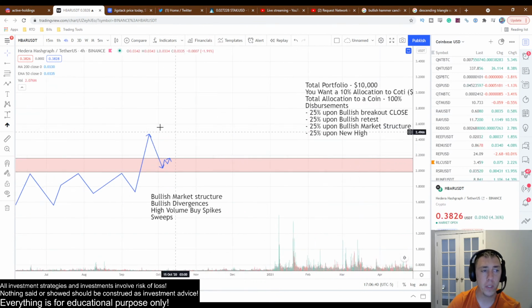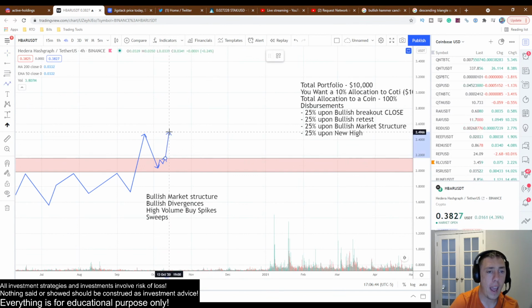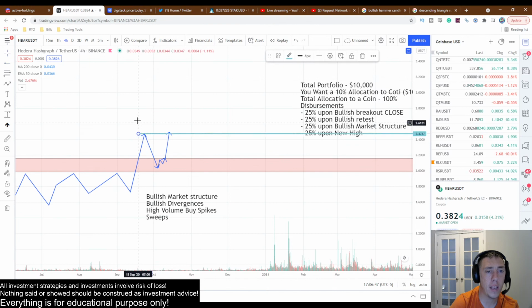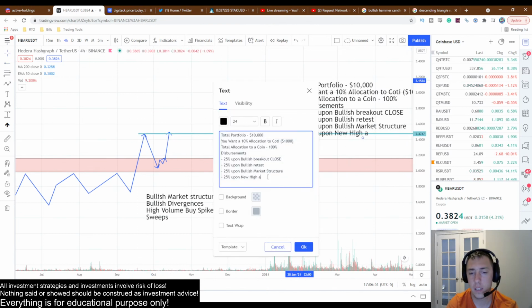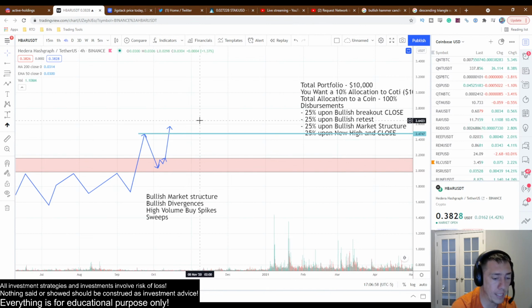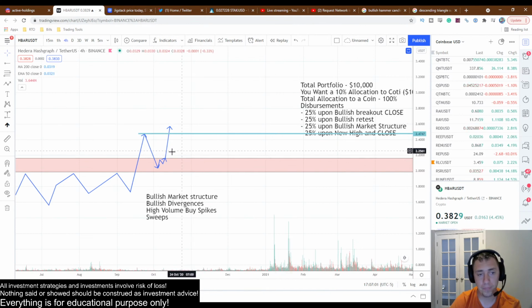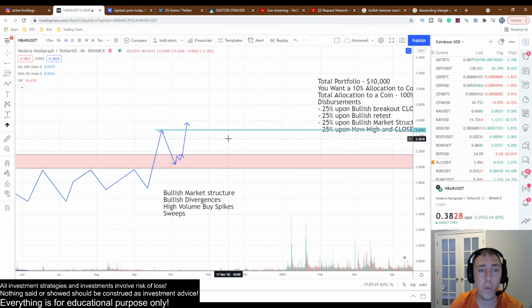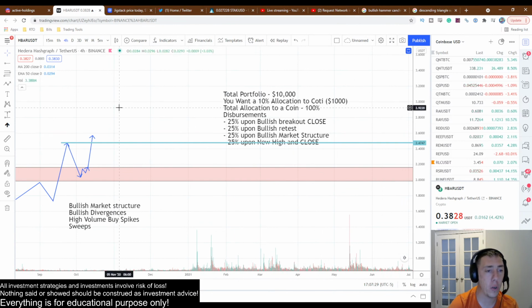Now my last one, the last $250, is going to go in after I make a new high and close. This makes sure it's not just a sweep in the other direction. So let's make sure we're all clear. 25% on a bullish breakout, 25% on a bullish retest, 25% on bullish market structure of some sort. And then the last 25% is going to be upon a new high and a close above there to ensure it's not just a sweep of this high. Now you are fully 100% invested in whatever coin you're at.